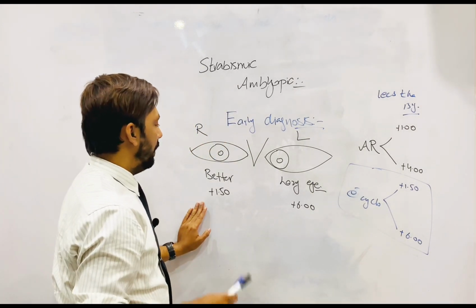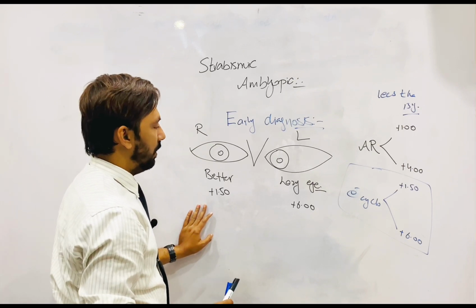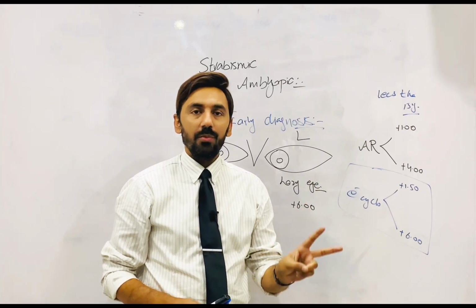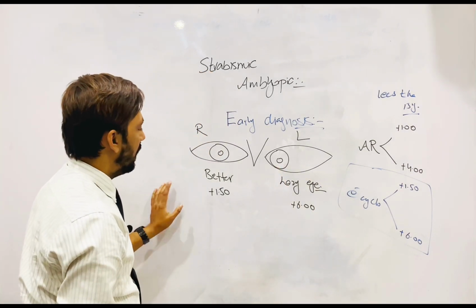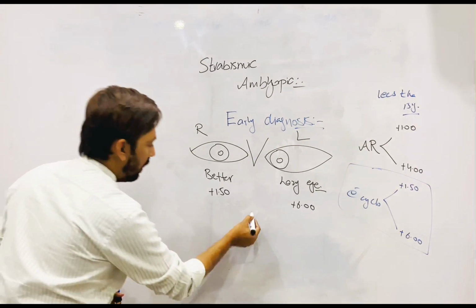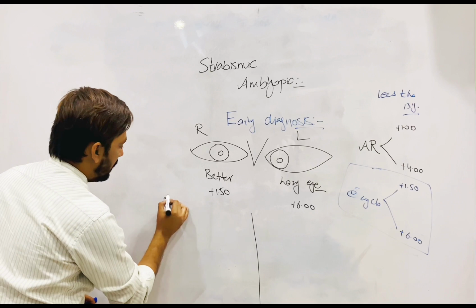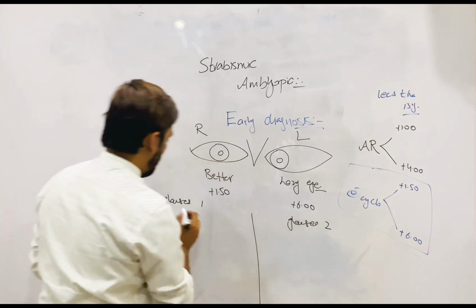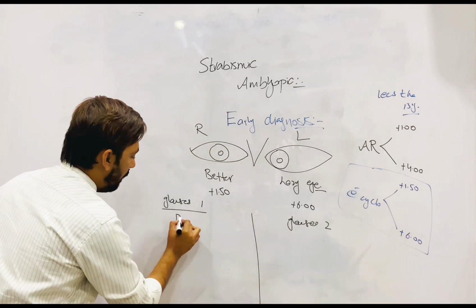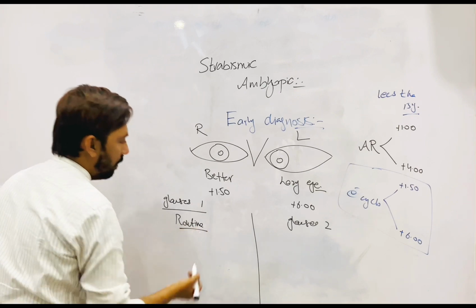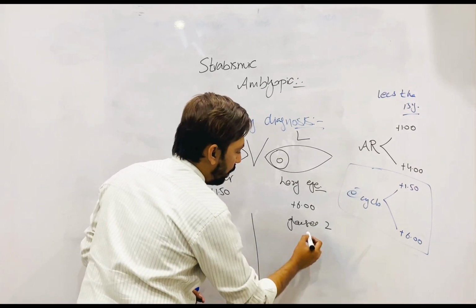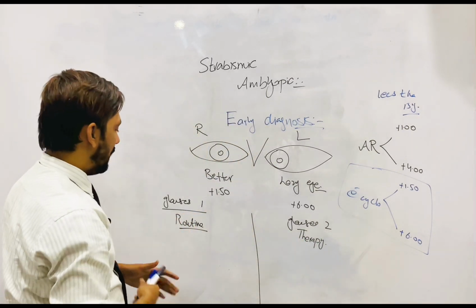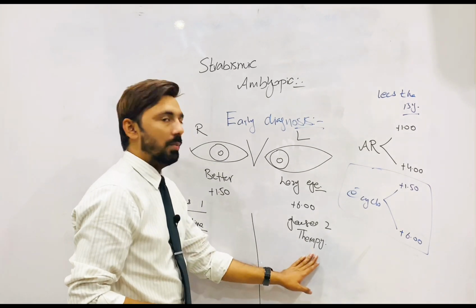So remember that we will give the optical treatment, and we will make two different glasses, right? Why two different glasses? I will put a line in the center. This is glasses number 1. These are glasses number 2. Glasses number 1 is for routine, for every minute, and glasses number 2 are for therapy. So what will be the prescription in glasses number 1 and in glasses number 2?